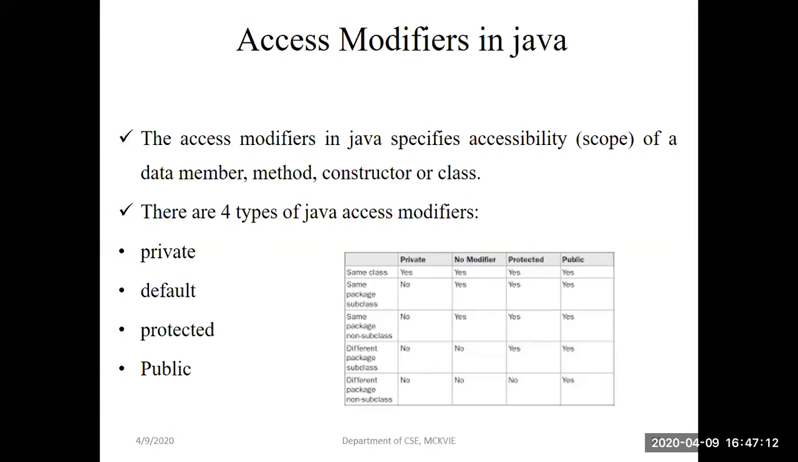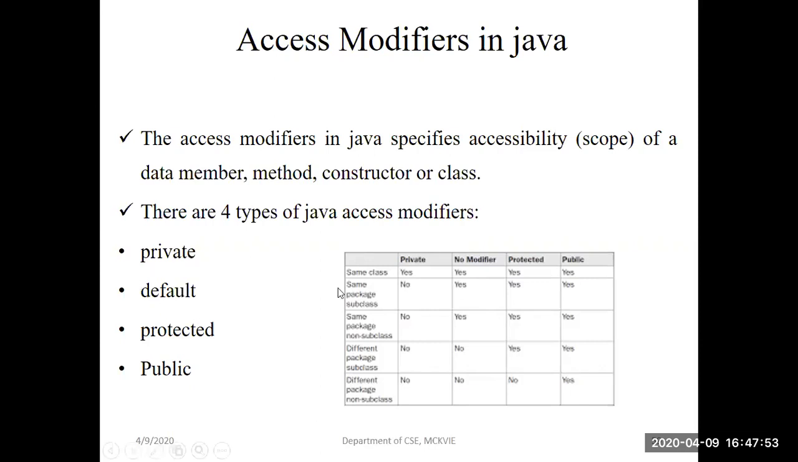Next access specifier I am going to discuss is private. If you set the access specifier private for any data member or methods, it is accessible only from the class itself. In all the rest of the cases it is not accessible. So only in its own class can it be accessed, and in the other cases, that means same package subclass, same package non-subclass, other package subclass, other package non-subclass, in all the cases it is not accessible.